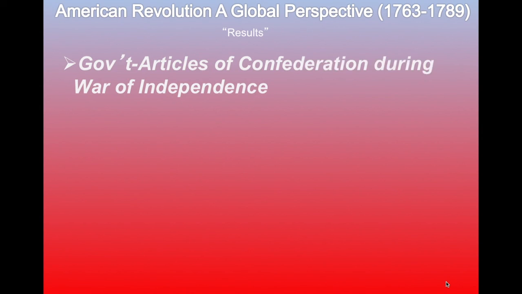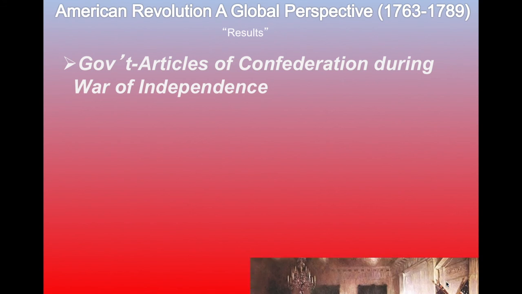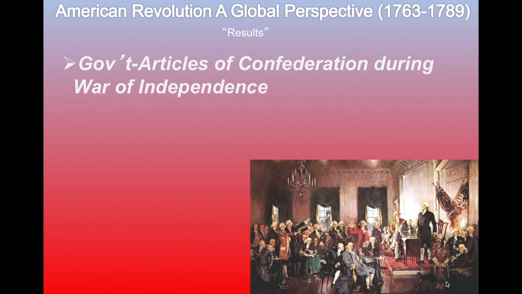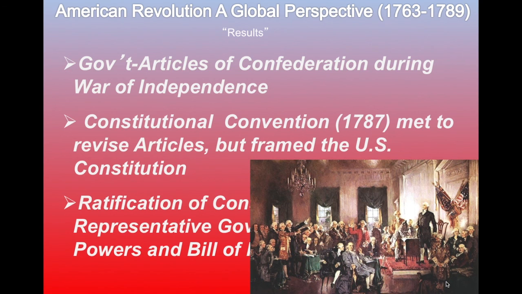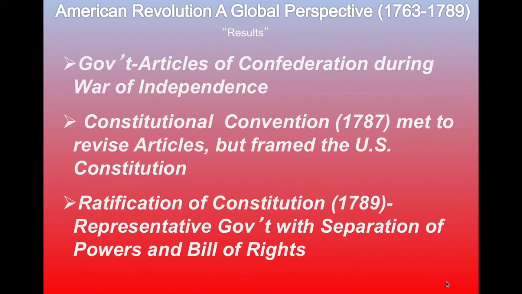So, results. The government under the Articles of Confederation during the war was a collection of individual states. However, they had too much individualism, too much freedom, and so the Constitutional Convention would meet to revise the Articles and frame a brand new Constitution for America. The ratification of the Constitution would be the preservation of the government with separation of powers and a Bill of Rights. That is really important. That representative government, that separation of powers, that Bill of Rights, that's the really important thing of the American Revolution.